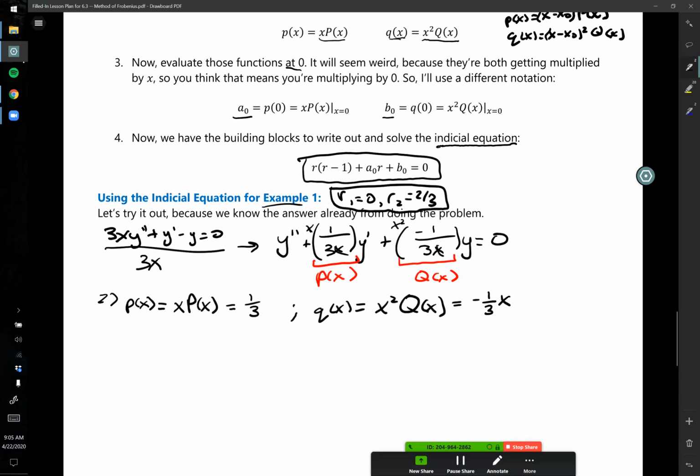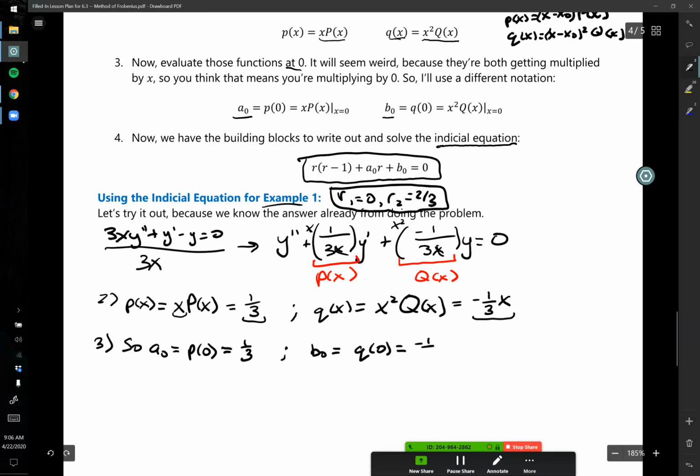All right. So according to the formula, for step 3, a naught is defined as p of 0, which is just going to be this 1/3. This is always 1/3. Doesn't matter what 0 is. So that's what I meant by multiplying by x to clear stuff out. So it's just 1/3. So that's done. And then b naught, what's that going to be? Well, that's q of 0, which is going to be this thing, negative 1/3 x, evaluated at 0. So times 0, and so just 0.